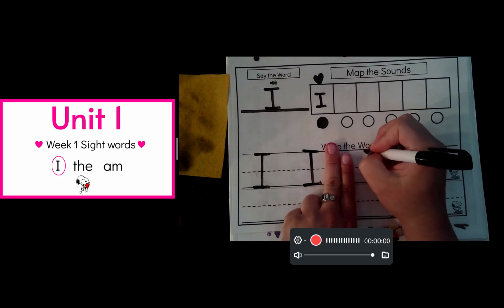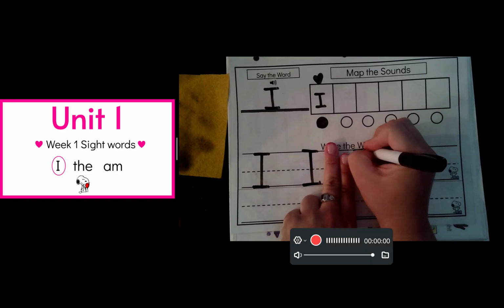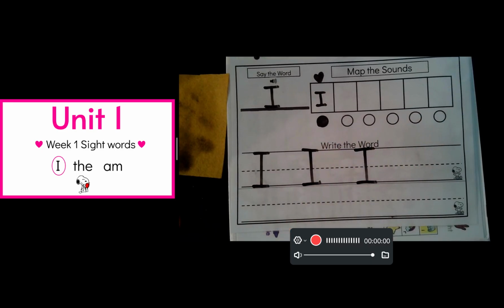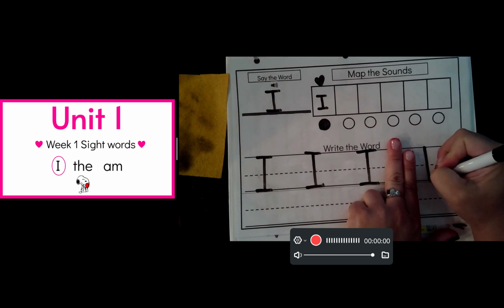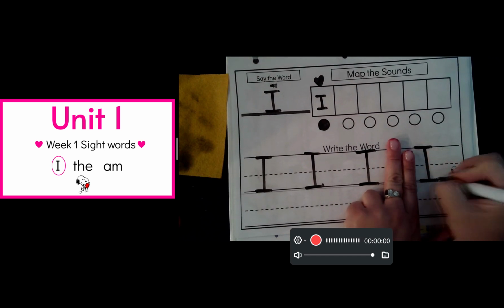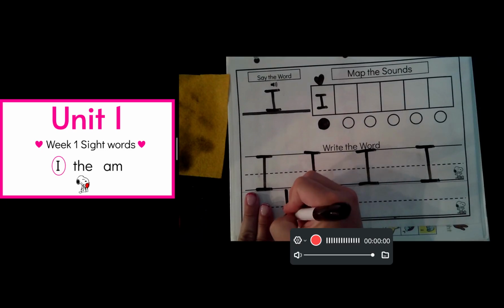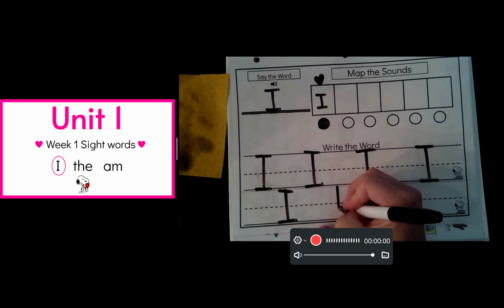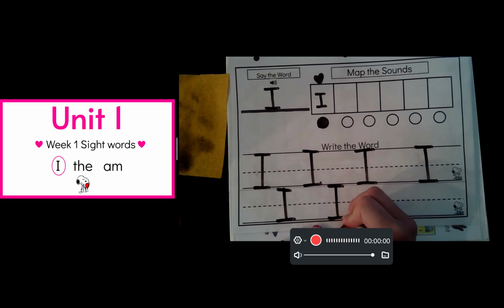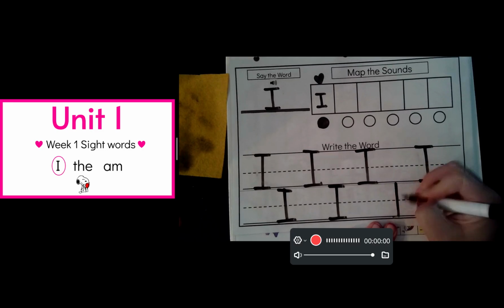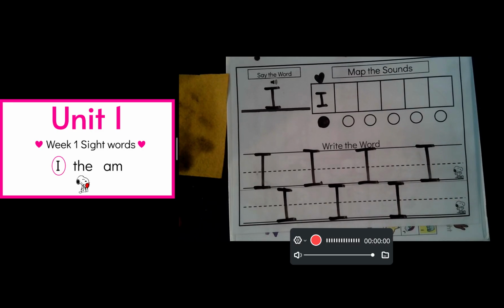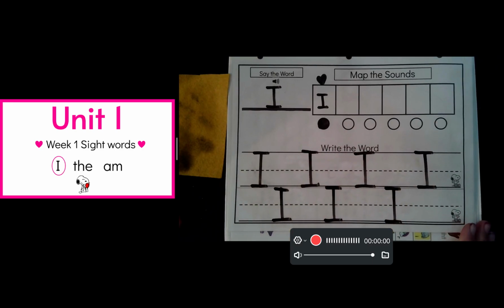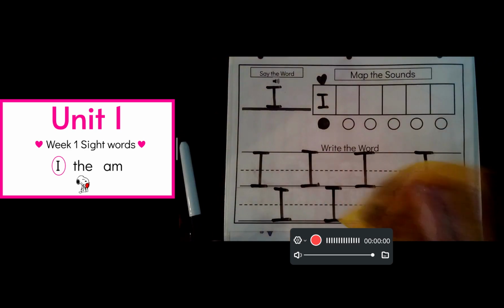As I write them, as you write them, I want you to say the word. I. I'm going to fit one here. I. Each time you write the word, I'd like for you to say it. I. Go ahead and continue writing your I. If you need to pause the video, you can. If you are ready, you can go ahead and erase.